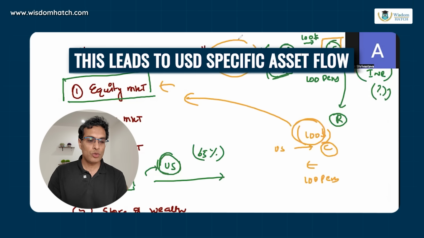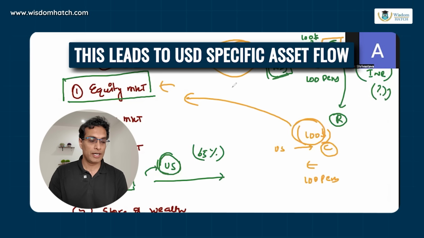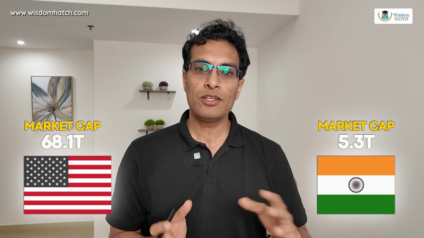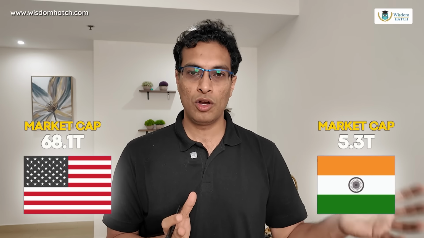So this leads to a USD-specific asset flow into the market, and it creates a use case of the equity market for the US dollar. Now, the US equity market is roughly 12-13 times that of India. So it's a huge market. It can absorb a lot.